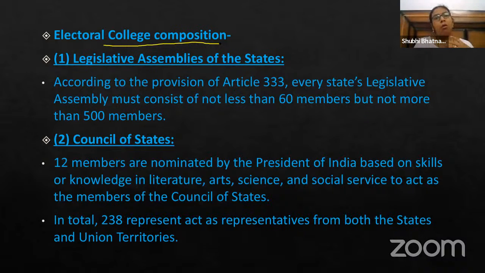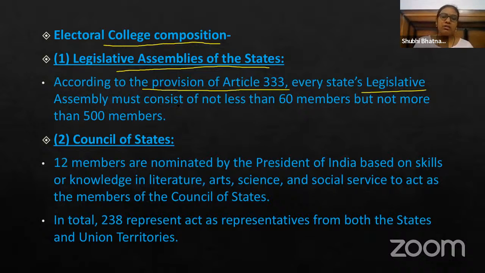How is it made? What will the composition be? There are basically 3 groups. One is the legislative assembly of the state. According to the provision of Article 333, every state's legislative assembly must consist of not less than 60 members, but not more than 500 members. So these people will be under the electoral college, who will vote for the election of the president.